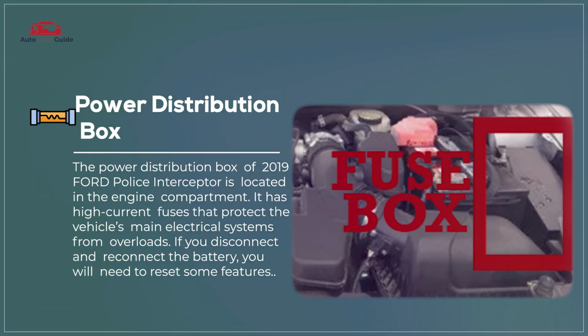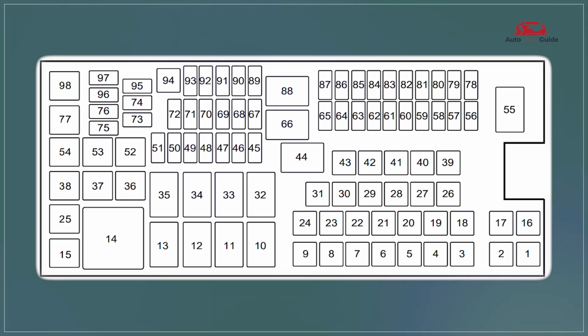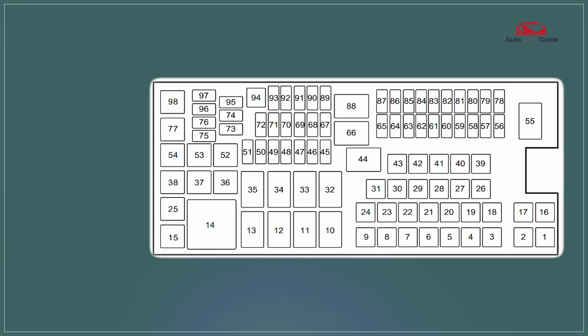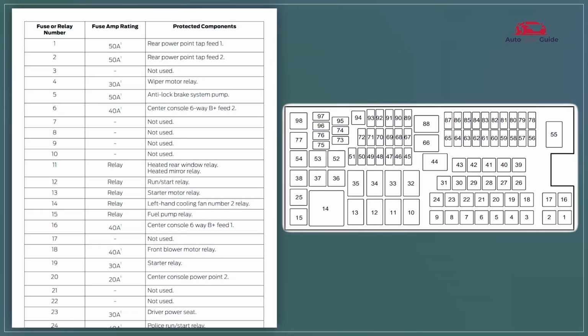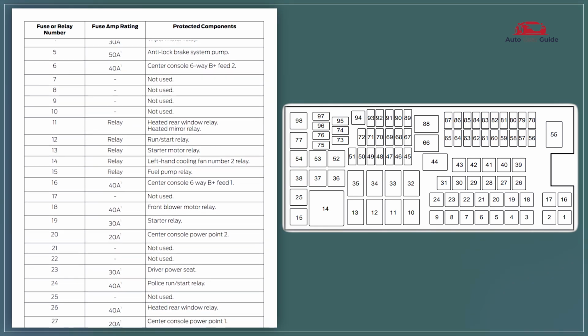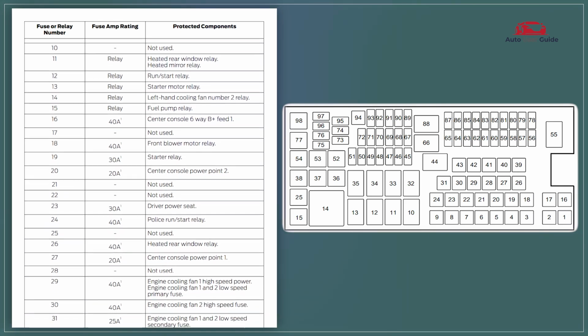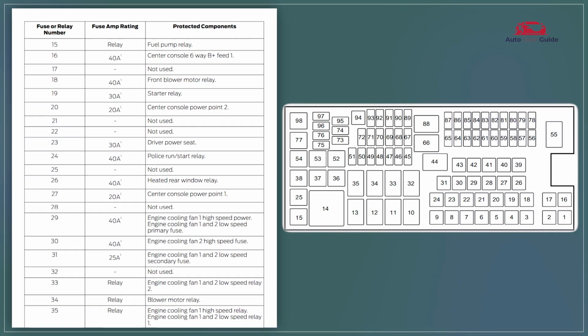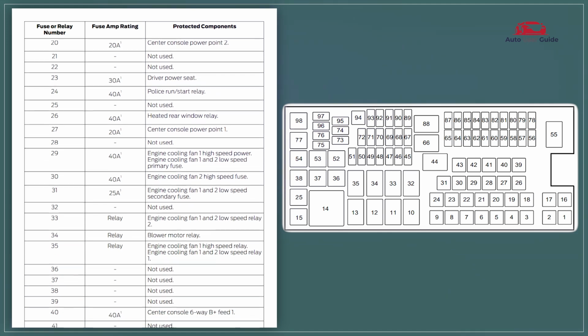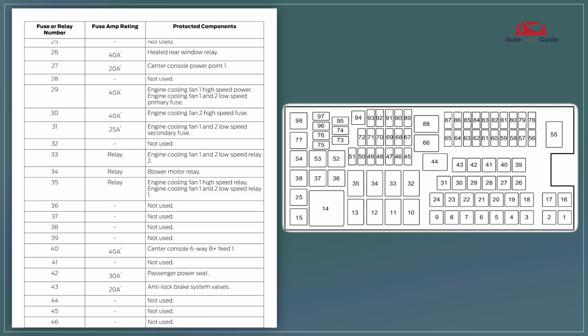Power distribution box. The 2019 Ford Police Interceptor power distribution fuse box centralizes protection for key engine and electrical systems, enhancing circuit reliability. It features labeled fuses and relays for straightforward identification and easy maintenance access.